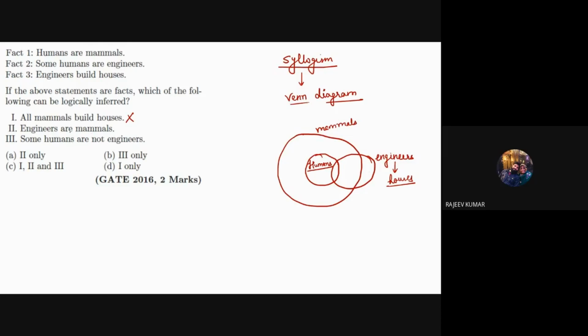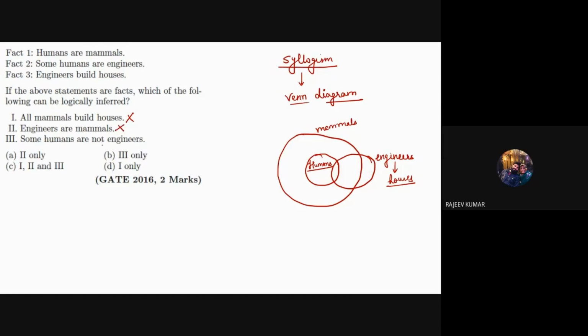Engineers are mammals. See यहाँ पर ये चीज clearly ली हुई है that some humans are engineers. So some humans are engineers basically means some of the engineers are mammals and some of them are not mammals. So engineers are mammals. That's true. Some of the engineers are mammals, but not all the engineers are mammals. So it would be correct.